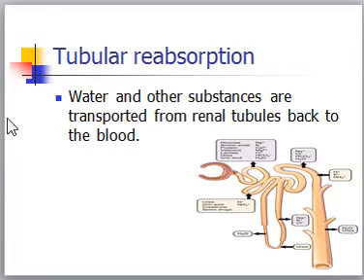First, tubular reabsorption is the process by which water and other substances are transported from the renal tubules back to the blood. Whenever the glomerular filtrate flows through the tubular portion of the nephron, both quantitative as well as qualitative changes occur. A large quantity of water, more than 99%, electrolytes and other substances are absorbed by the tubular epithelial cells. The reabsorbed substances move into the interstitial fluid of the renal medulla, and from here the substances move into the blood in the peritubular capillaries.